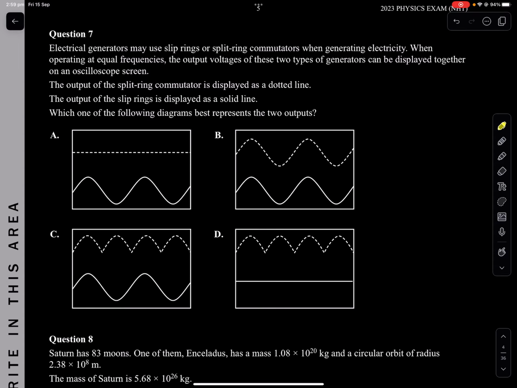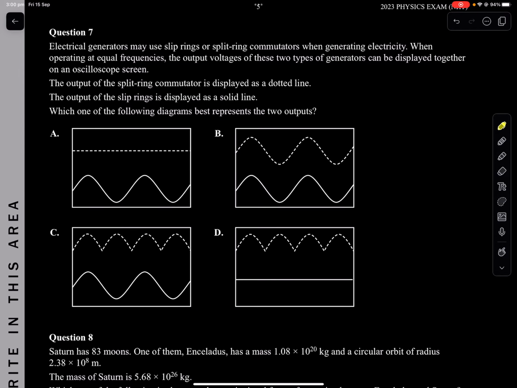Okay, question 7. Electrical generators may use slip rings or split ring commutators when generating electricity. When operating at equal frequencies, the output voltage of these two types of generators can be displayed together on an oscilloscope. The output of the split ring commutator is displayed in a dotted line. Straight away, dotted line. What do we know if we put a split ring commutator? It reverses, and this is how it would look. Because it says dotted, it should be above the t-axis. Pretty much it has to be above.